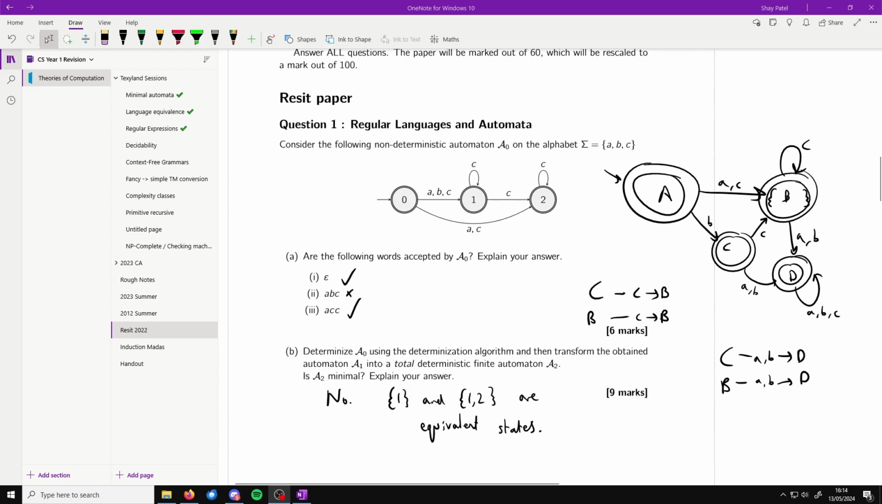Oh yeah, you're right. I did make a mistake on 1B. We accepted the reject state here. So which one would it be? I believe this one. B. Yeah, I think D should be a reject state. Yeah, good spot.